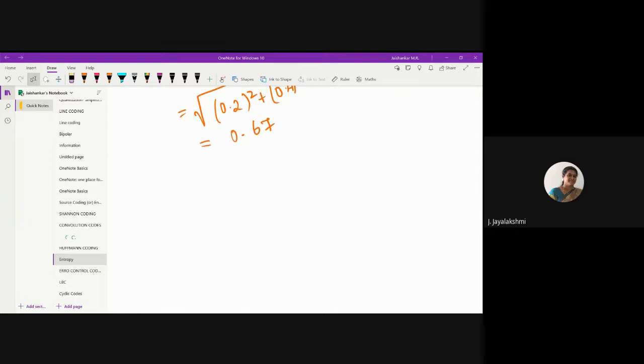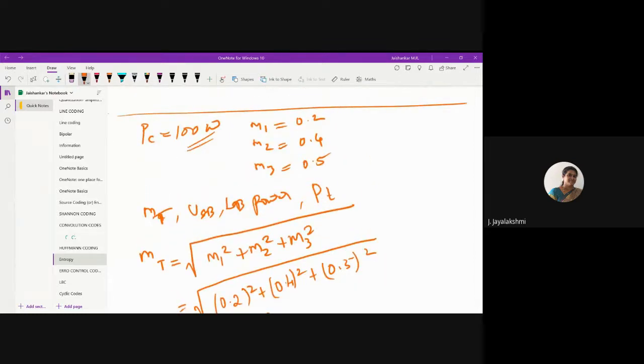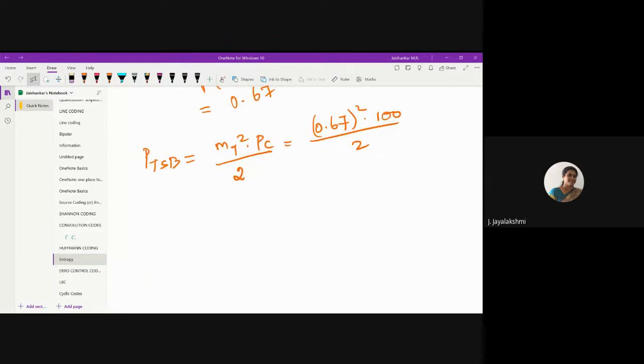And next, you have to find the sideband powers. So what is the total sideband power? It will be total modulation index square into PC divided by 2. So it is 0.67 square into the carrier power, which is given as 100, divided by 2. Carrier power is 100 watts. Substitute this and simplify.